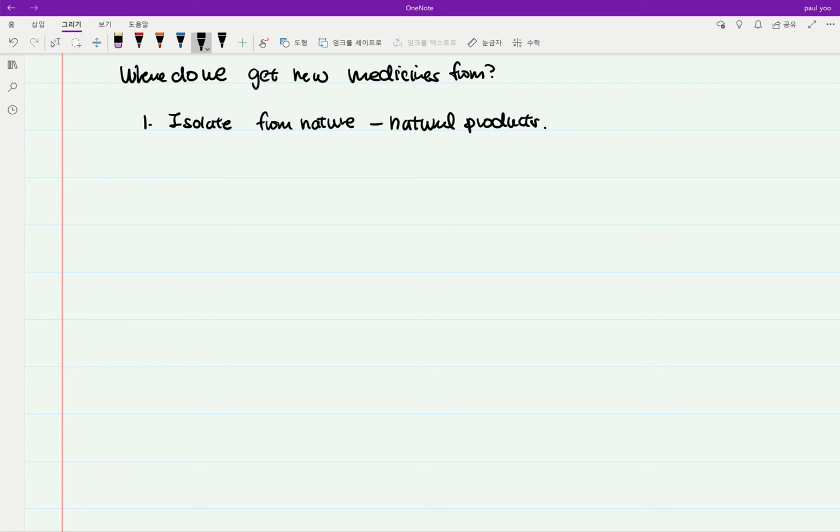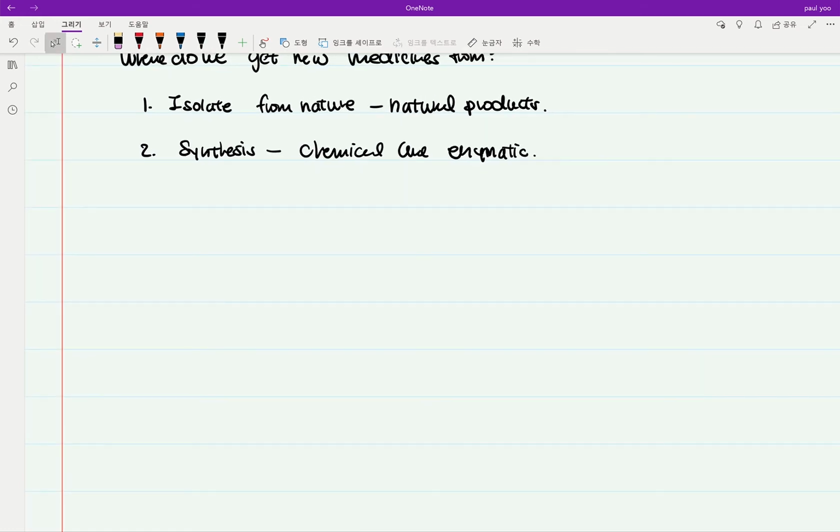It is like a primary natural product. And secondly, we can get new drugs from synthesis, by chemical and enzymatic methods. So we make derivatives of the natural products or completely new scaffolds for new drugs. So let's talk about some natural products.